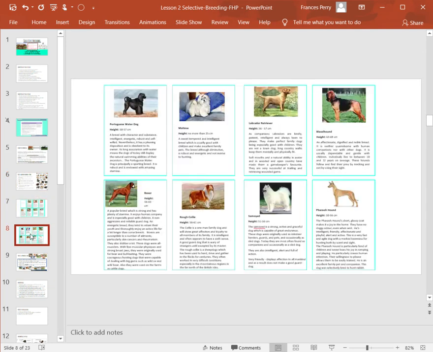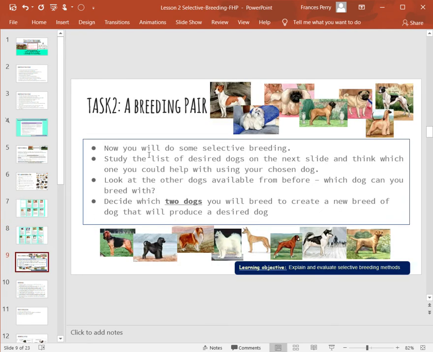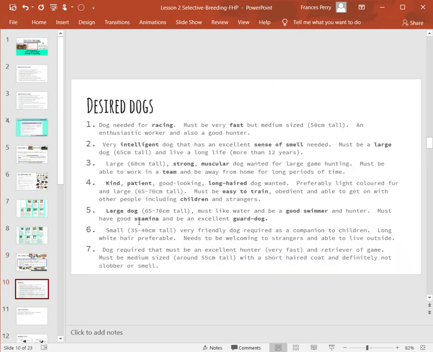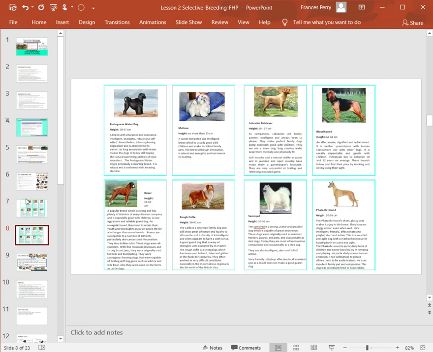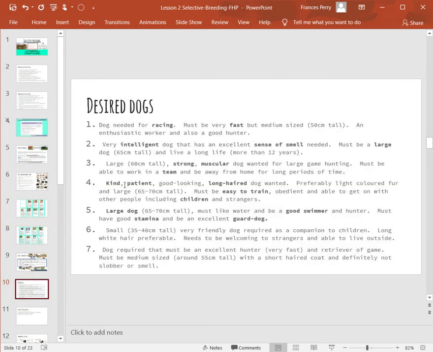Once you've chosen a dog, you need to find another dog to breed with. This is the second task: your aim is to try and mate two dogs with different characteristics. Remember, they're all the same species because they're all dogs, but over the years they've been selectively bred to produce different types of dogs, different breeds of dogs. We've got 7 different varieties here of dog that you are aiming to try and get one of out of your mating. So choose 2 suitable dogs that you think might produce one of these desired dogs.